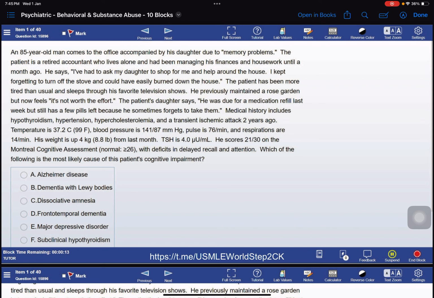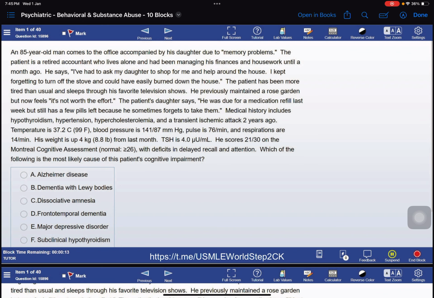The patient has been more tired than usual and sleeps through his favorite television shows. He previously maintained a rose garden but now feels it's not worth the effort. The patient's daughter says he was due for his medical refills last week but still has a few pills left because he sometimes forgets to take them. Medical history includes hypothyroidism, hypertension, hypercholesterolemia, TIA 2 years ago.